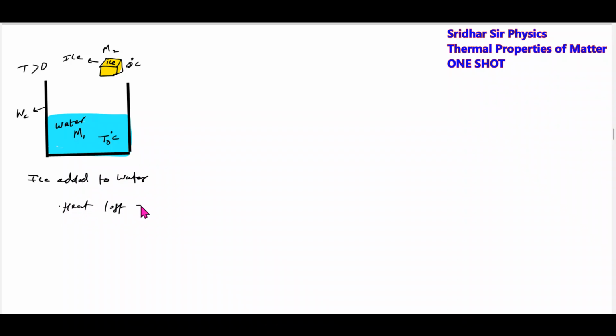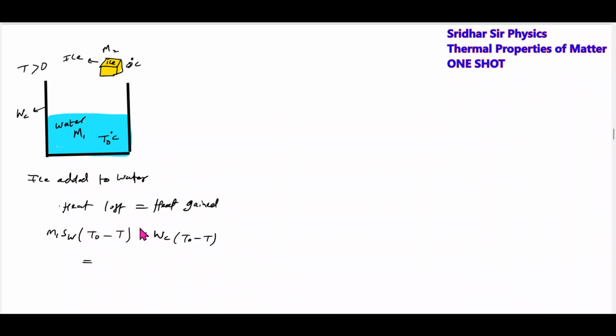Heat lost equals heat gained. Who will lose it? The water: M1 specific heat of water into T0 minus some temperature, since finally it attains some temperature. But also the water equivalent of the calorimeter, MCC, is included.